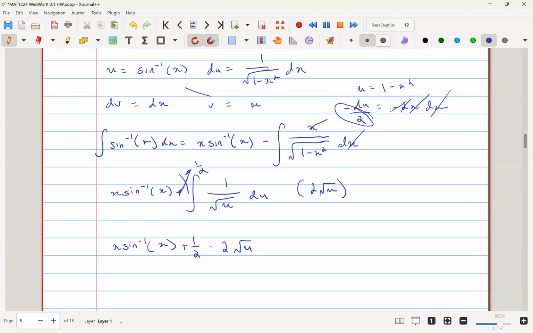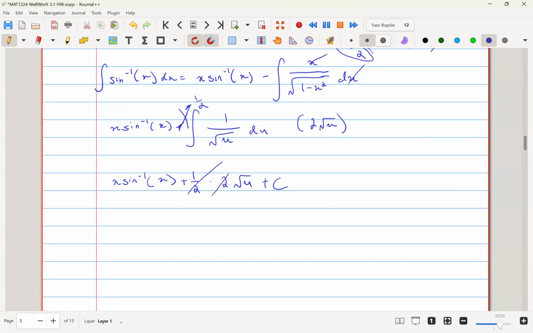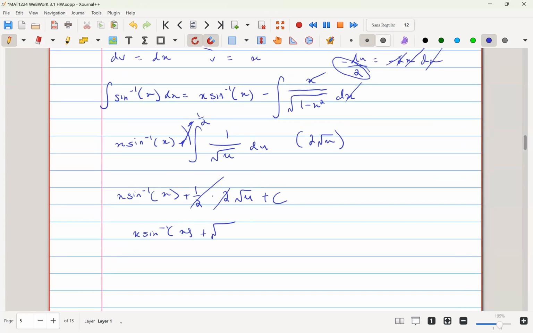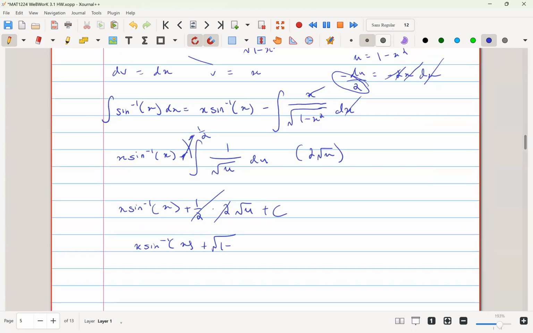So we're going to rewrite that plus c. These cancel out. So we have x sine inverse plus square root of u, but we're going to plug in what our u was, which happened to be 1 minus x squared, plus c. And that is our answer for this problem. We're on problem 5 now. Previous problem was 4.